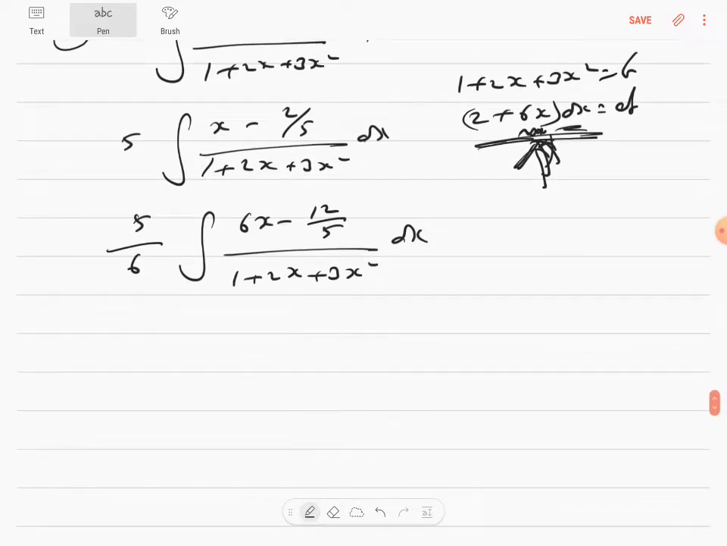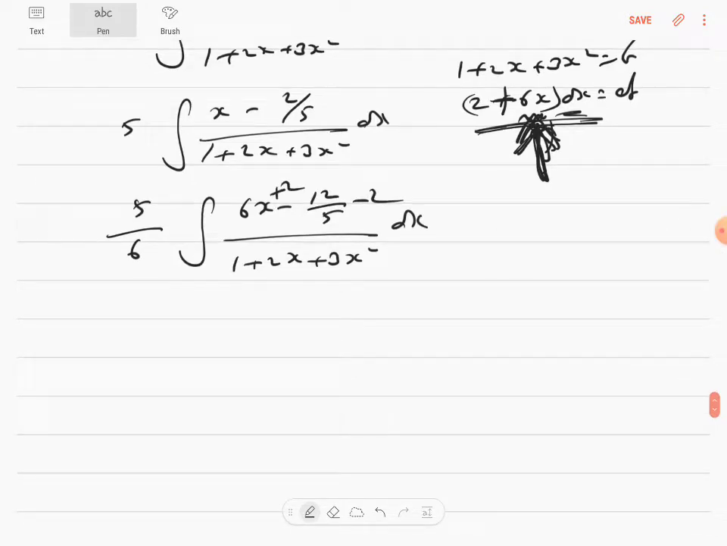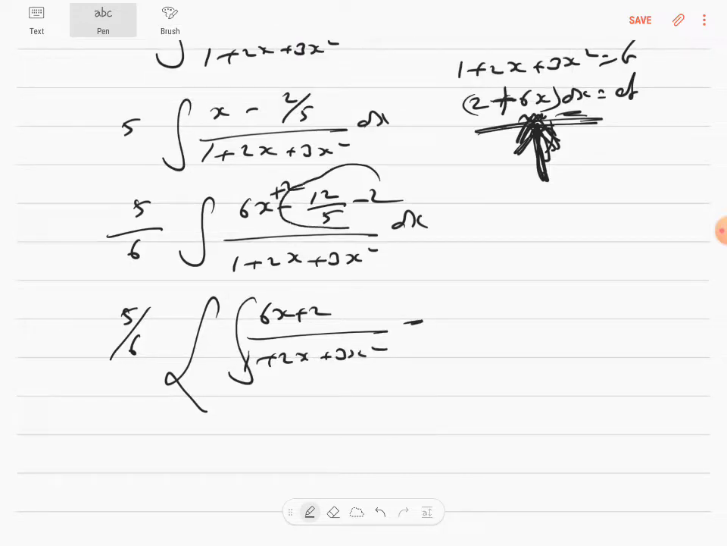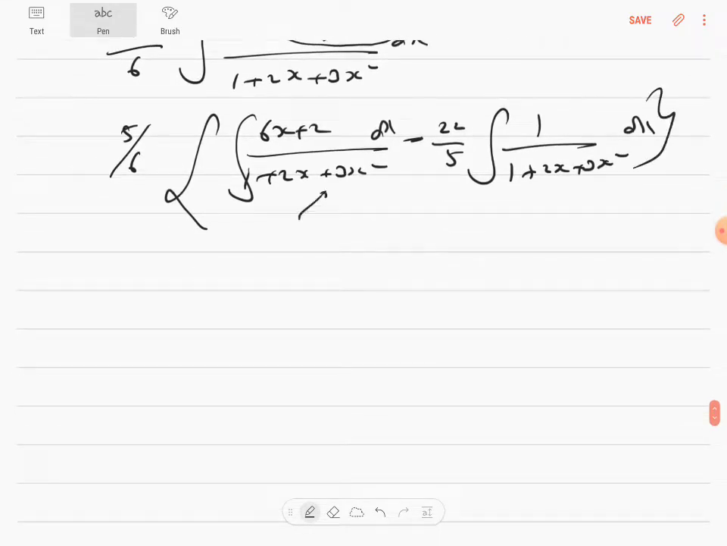Now if you write it like this, you managed to get a 6x, can you see? Then you want a plus 2, right? So what you can do is just add 2 and subtract 2. When you do that, you can split it, 5 by 6 is common for the whole thing. So you have (6x plus 2) by (1 plus 2x plus 3x square), which is integration of, minus, solving this part, it will be minus 10, so minus 22 by 5. So I will just write minus 22 by 5 into integration of 1 by (1 plus 2x plus 3x square) into dx. Now this becomes like a t dt, this is t and this is dt.